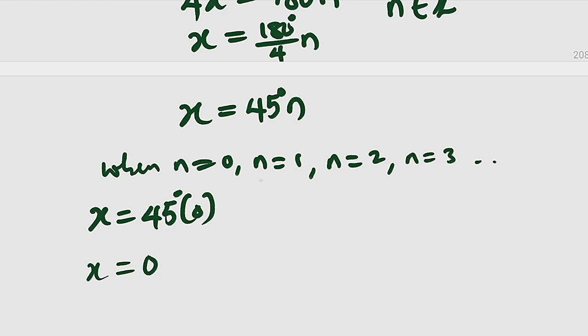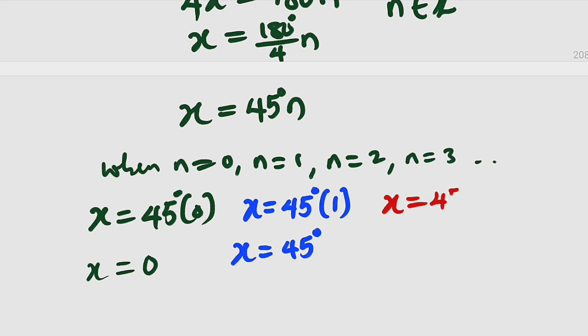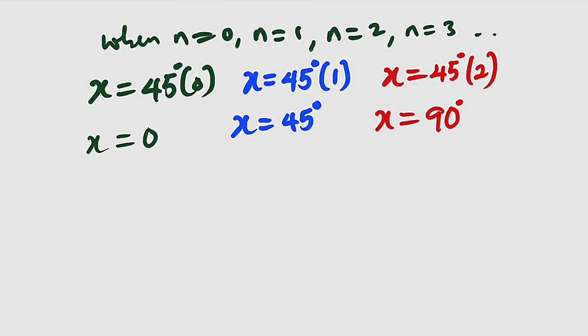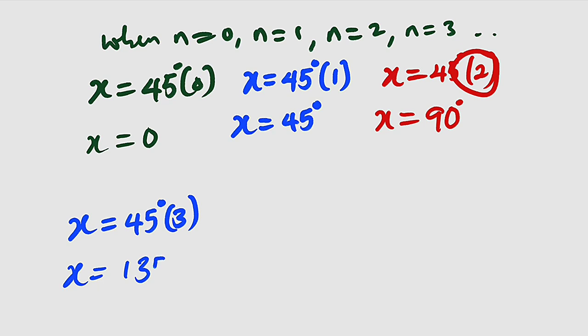Then we move here. When n is equal to 1, we have x equal to 45 degrees times 1, and hence x is equal to 45. We move on. When n is equal to 2, we have x equal to 45 degrees multiplied by 2, right? And this is equal to 90 degrees. We move on. Let's substitute when n is equal to 3. When n is equal to 3, we have x equal to 45 degrees times 3. This implies that x is equal to 135 degrees.